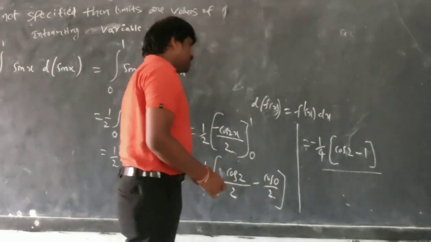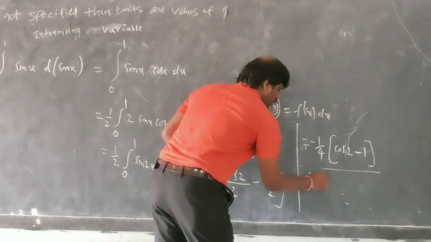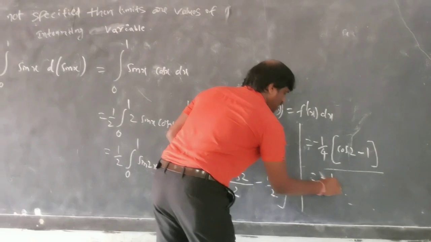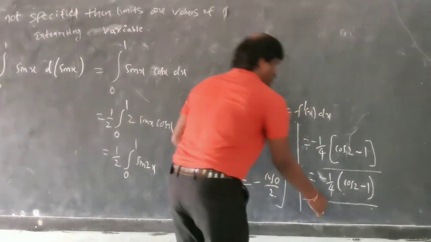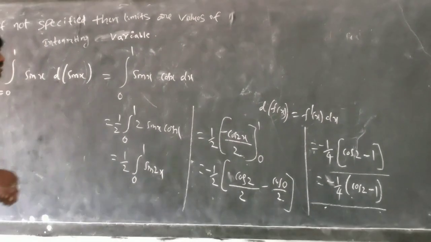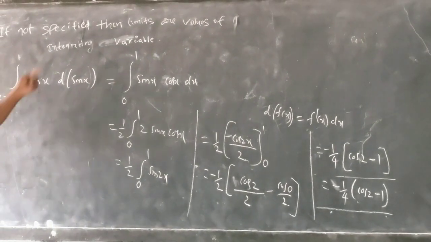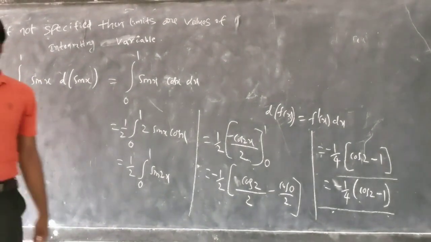What I am getting is the answer: minus 1 by 4 into cos 2 minus 1 is your answer. This is the way to do it. Hope you understand when the variable has not been given. Understood?